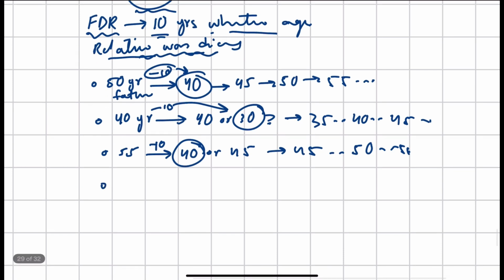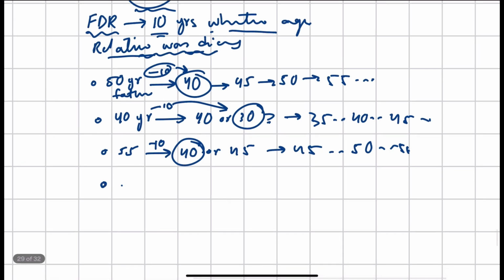Now what if the parent was 65? What will we do then? Well, then we have two options: 40 or 55. So obviously we go with 40, like the previous rule, that it is the closest that we can do the colonoscopy. So we will start it at 40.